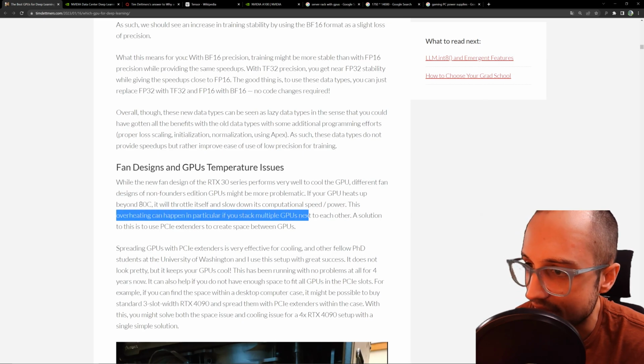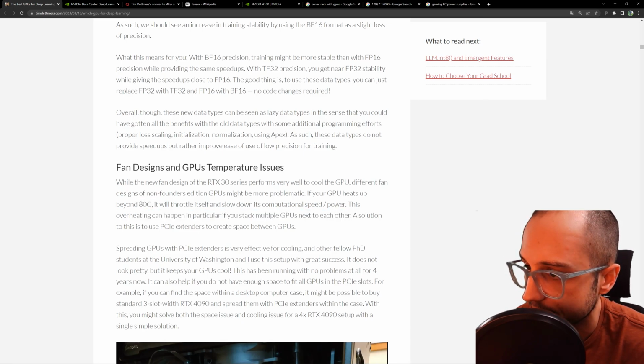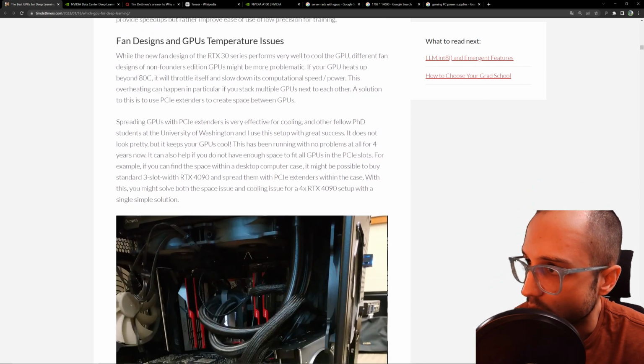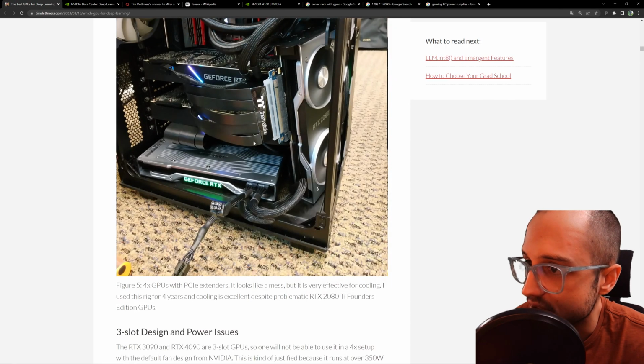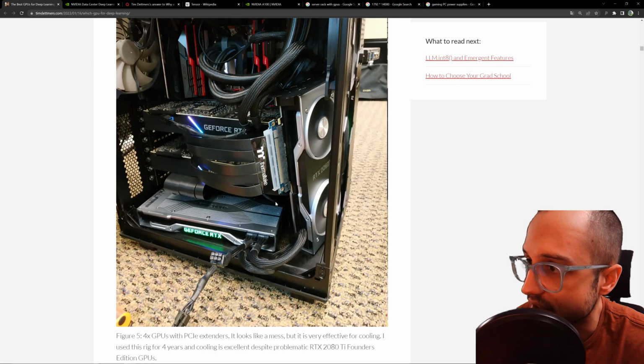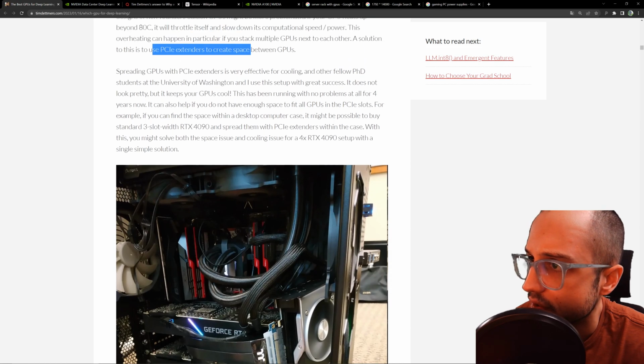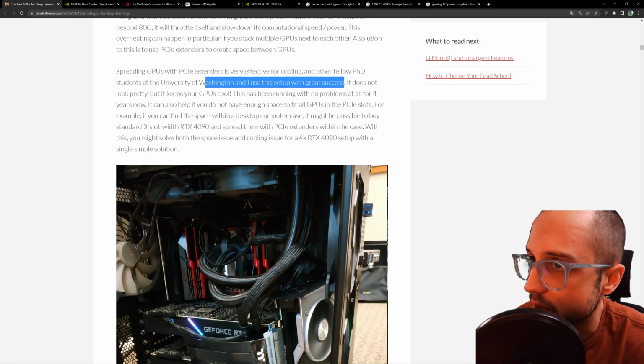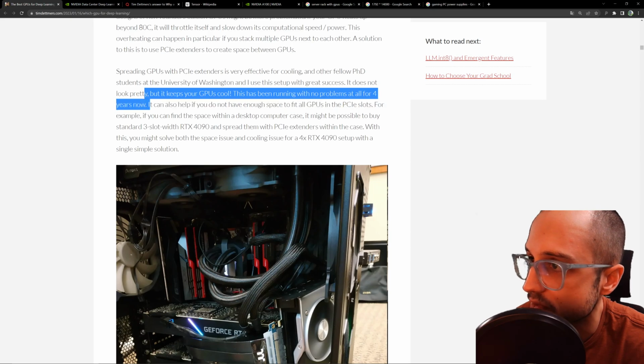Overheating can happen if you stack multiple GPUs next to each other. So one thing you can do is spread them out with PCIe extenders. And I use this setup with great success. It does not look pretty, but it keeps your GPU cool. It has been running with no problems for 4 years now.